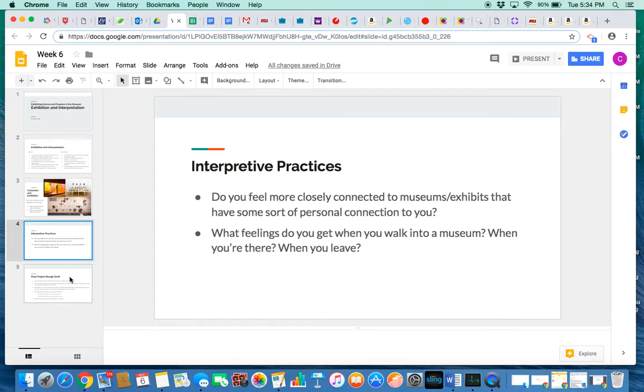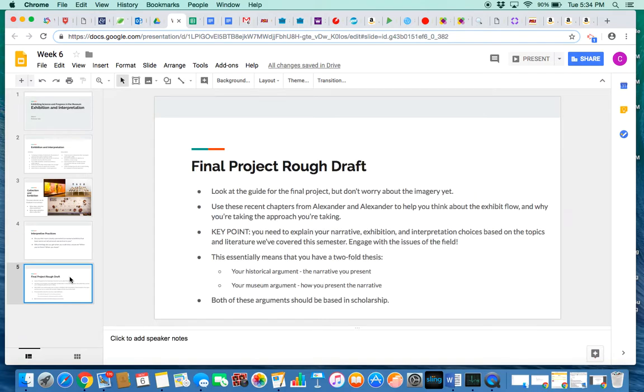So that being said, you are turning in the final project rough draft at the end of this week. You want to look at the guide for the final project that's been up all semester. Don't worry about the imagery yet. Don't put any images in your write-up. You don't need the PowerPoint. All you need is the Word document where you talk about what you're planning to do for your exhibit.